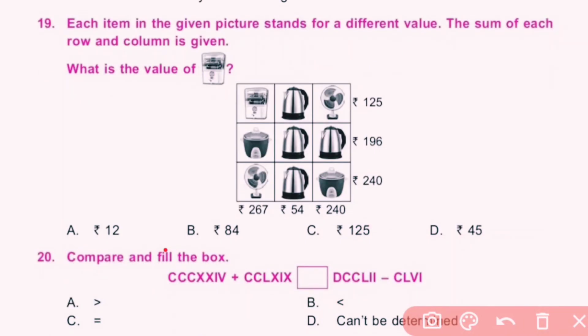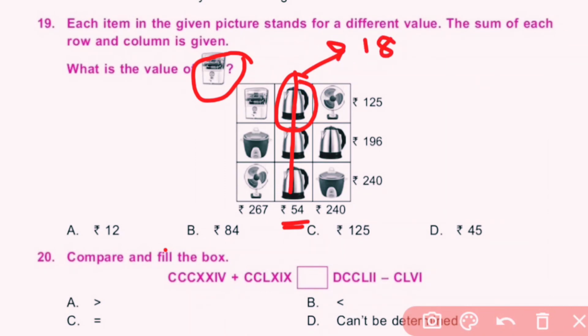Question number 19. Each atom in the given picture stands for a different value. The sum of each row and column is given. What is the value of this? Here the first row is for 125, second 196 and third 240. Now we first check this. These 3 thermoses are for 54 rupees. Then 1 thermos is for 18 rupees. 2 thermoses for 36 rupees.